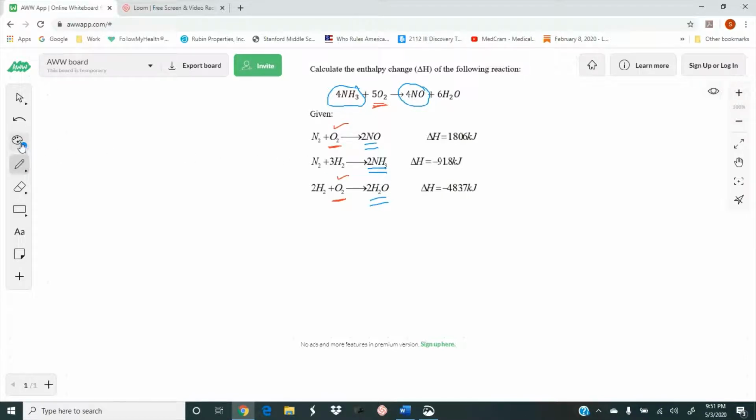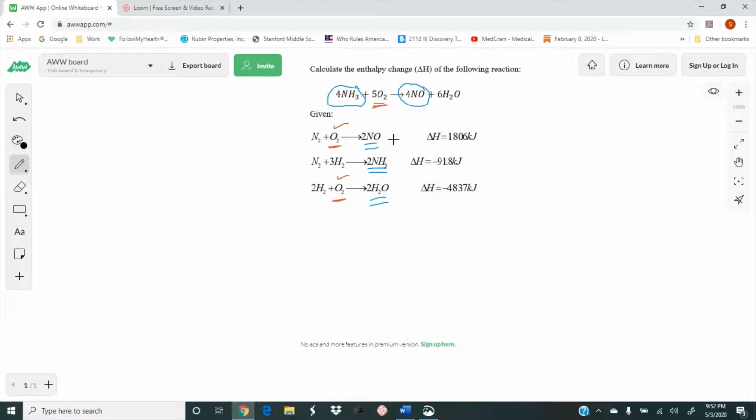So I'm going to go back to a black pen. The colors were just to strategize. But see, I've been looking at what substances I need on the reactants or products, what coefficient I'm going to need, and where I can find them in these reactions.